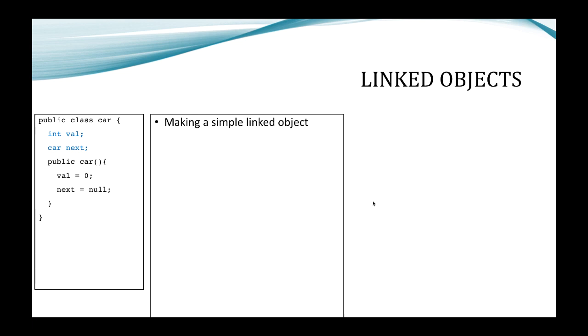We have a default constructor, public car, which is initializing the value to 0 and next to null. Now let's look at how you define an object. So car Ford equals new car. So Ford is a reference of type car, and we're requesting the operating system to provide us with a memory location of type car.